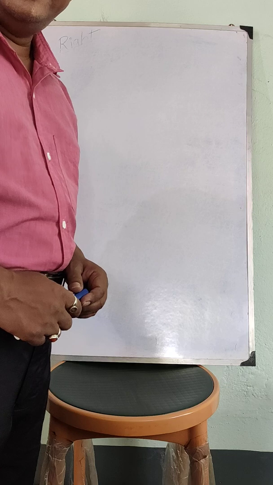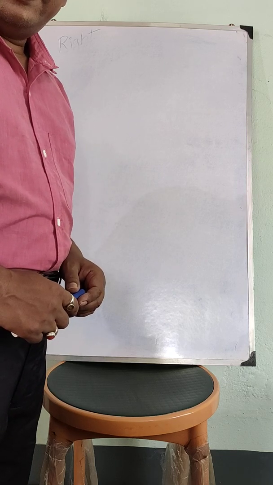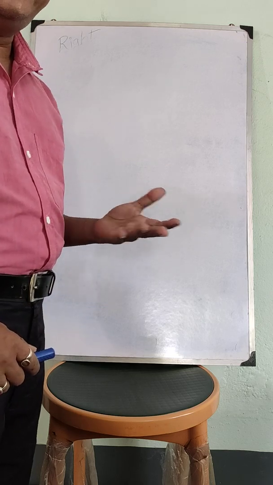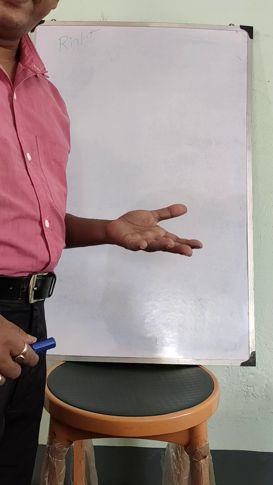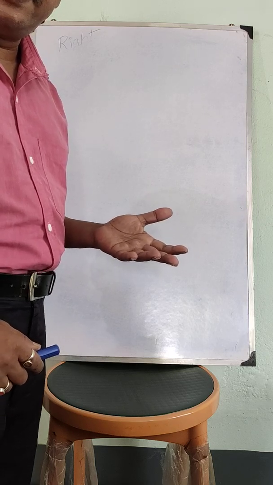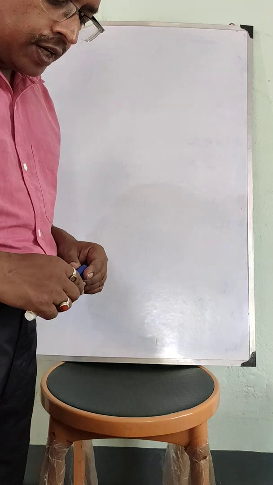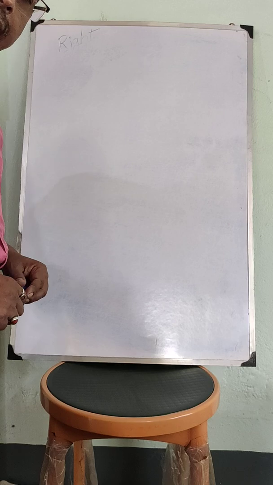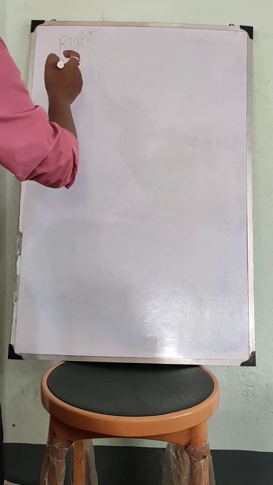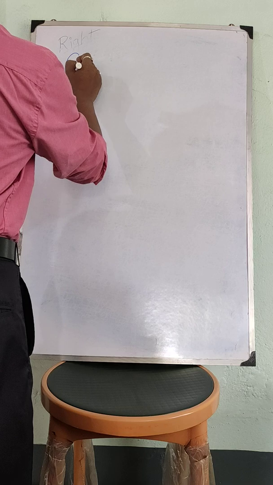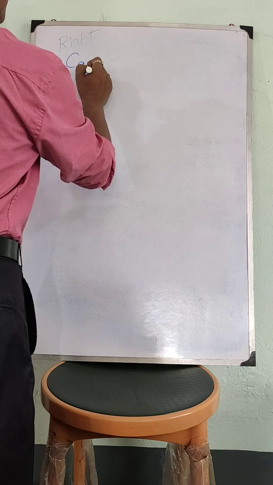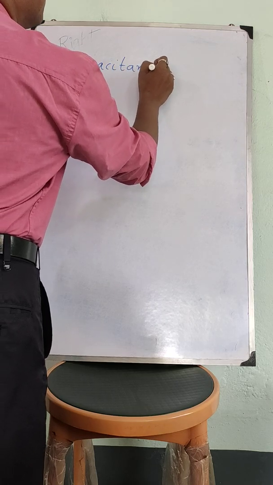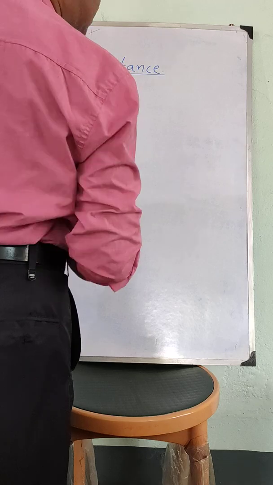Okay, so in this lecture we will discuss the concept of capacitance. Then we will go to the various types of capacitors, that is parallel plate capacitor, cylindrical capacitor, spherical capacitor, etc. So let us first introduce the concept of capacitance. Now what is meant by capacitance?